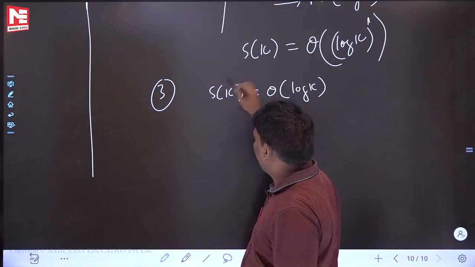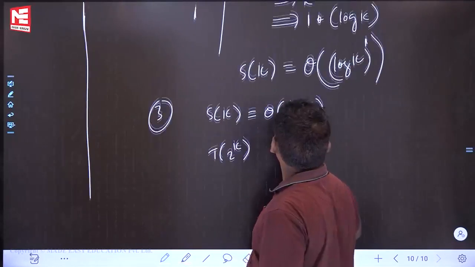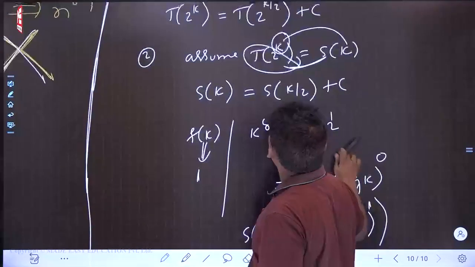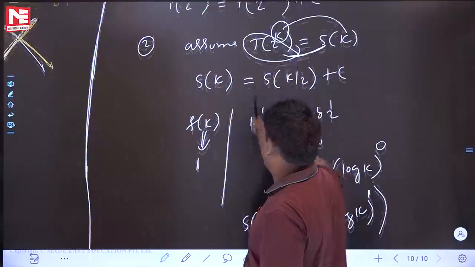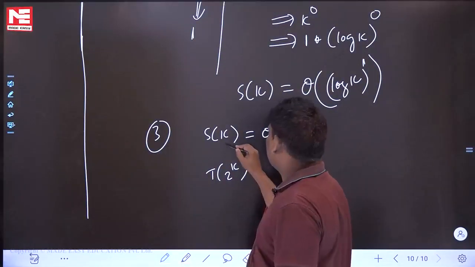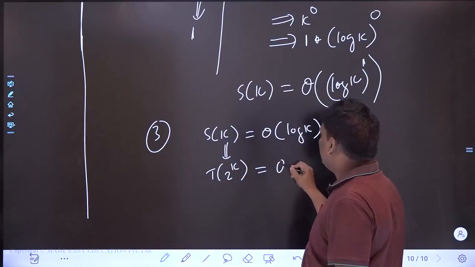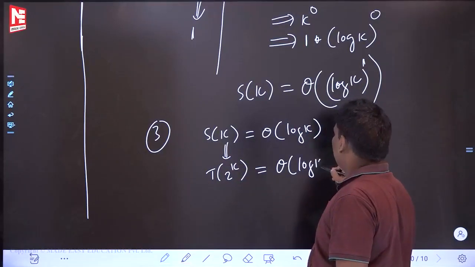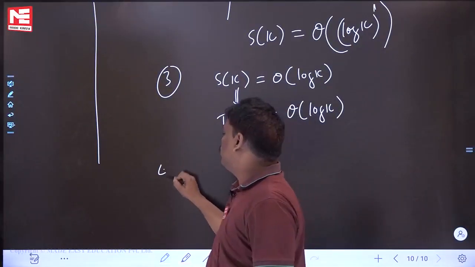S of k. What is the reverse? T of 2 power k. If you want, you can check here: T of 2 power k is equal to S of k. Then the reverse of S of k is T of 2 power k. T of 2 power k is equal to, this is replaced by this, S there, then T came. Here S is not there, so it will come as it is: log k. That is the third step. The reverse of the second step is the third step. Go to the fourth step.